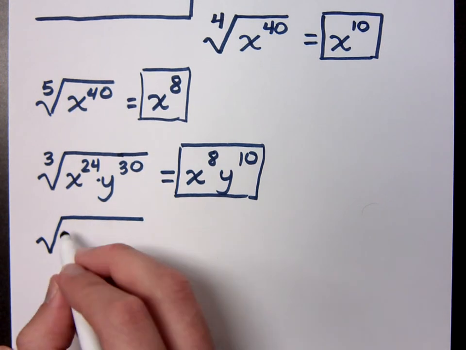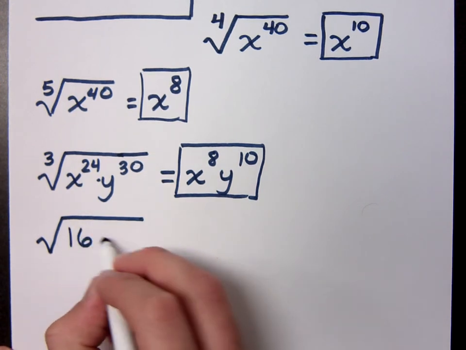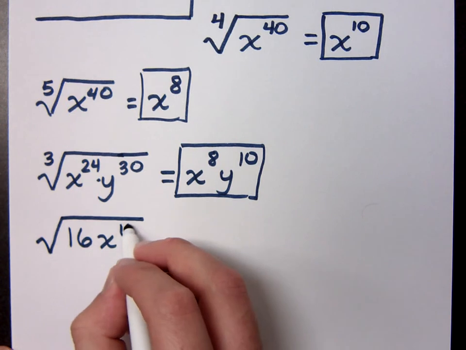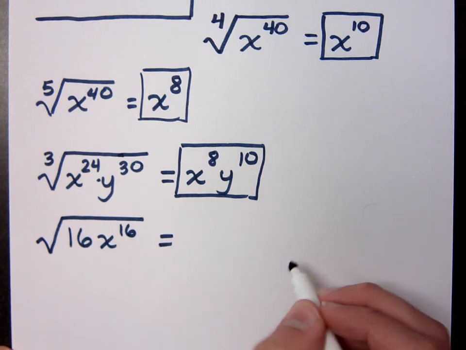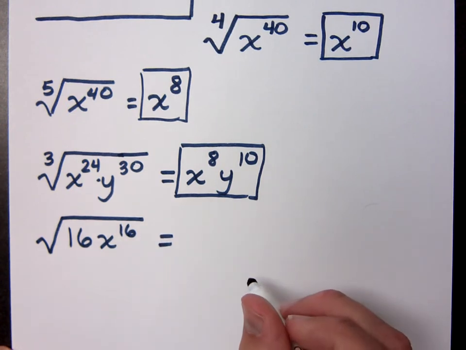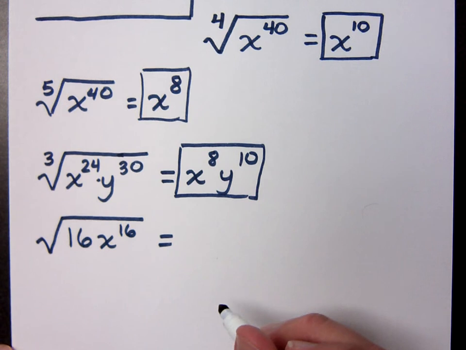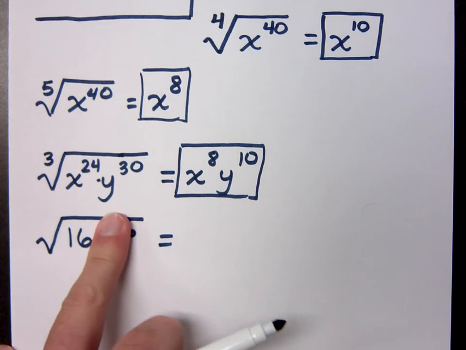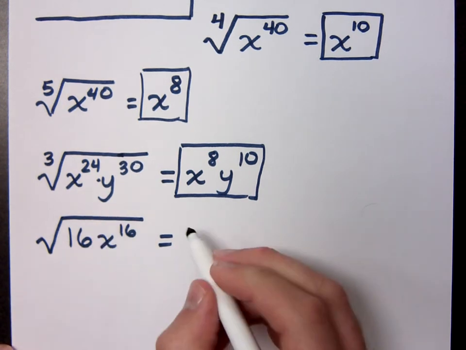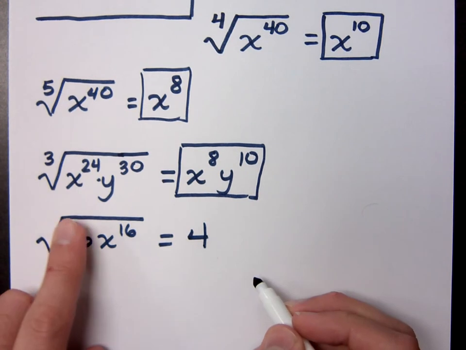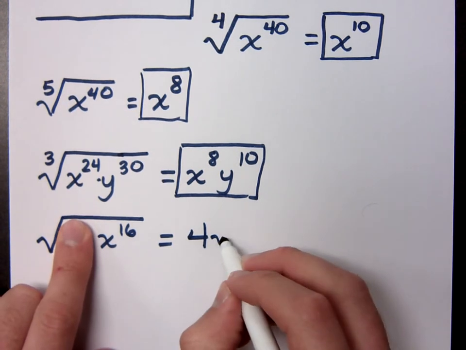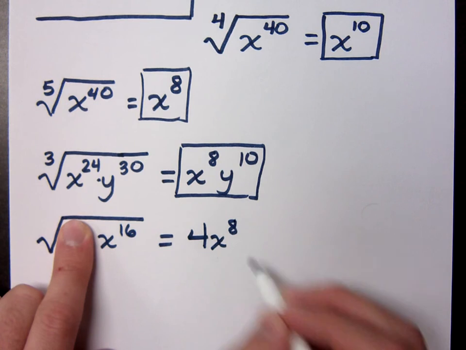So what if I have the square root of 16x to the 16th? It's not the 16th root, it's the square root of 16. What's the square root of 16? 4. What about this guy? X to the 8th, do you all agree?